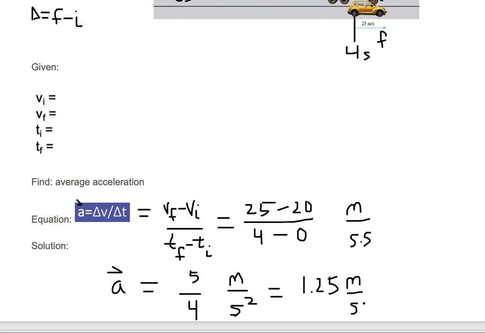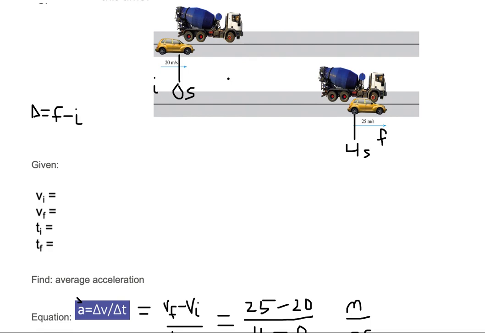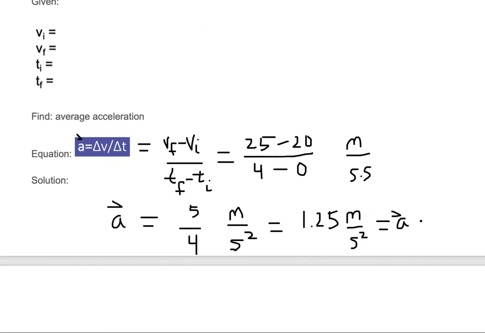Now, acceleration is a vector. That little hat above the A indicates a vector. So I need to give a direction. Now I have a positive value here, but I like to put directions in. I'm going in this direction, and so I need to put an arrow here. I am going in that direction. So that's my final answer, and I box it. I have now found my average acceleration.